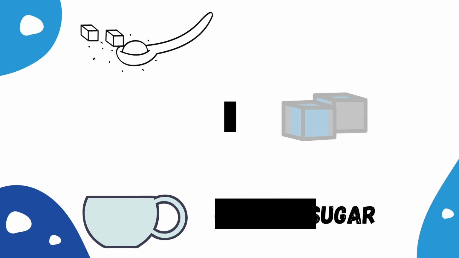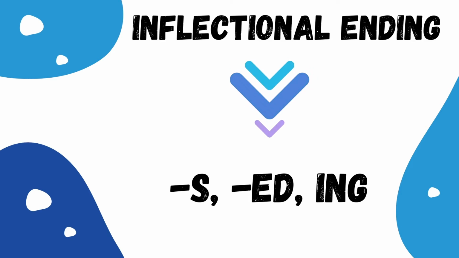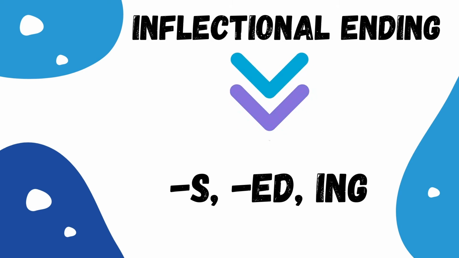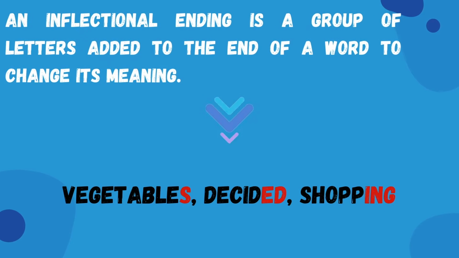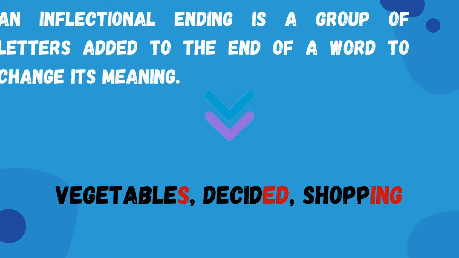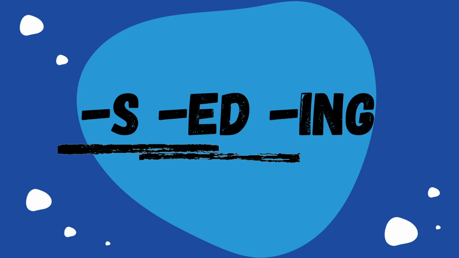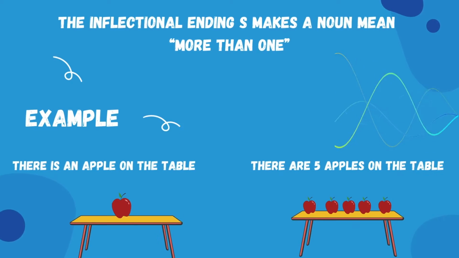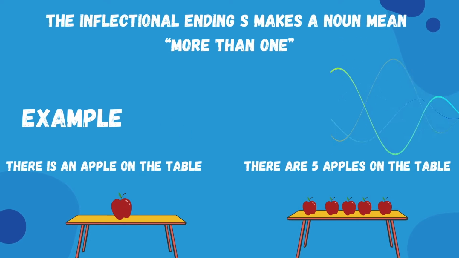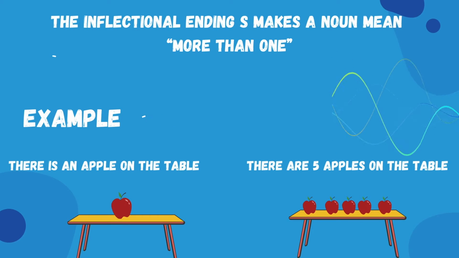Now, let's continue with some phonology. In this case, you will learn about inflectional endings. An inflectional ending is a group of letters added to the end of a word to change its meaning. Now, let's see the meaning of some inflectional endings. For example, the inflectional ending s makes a noun mean more than one.